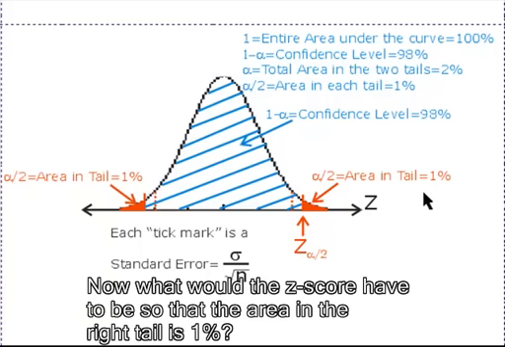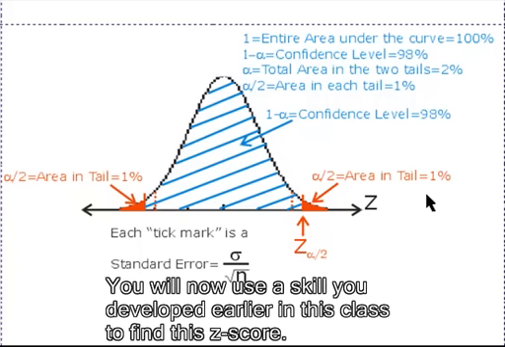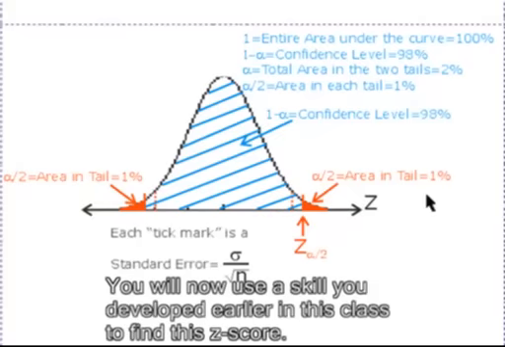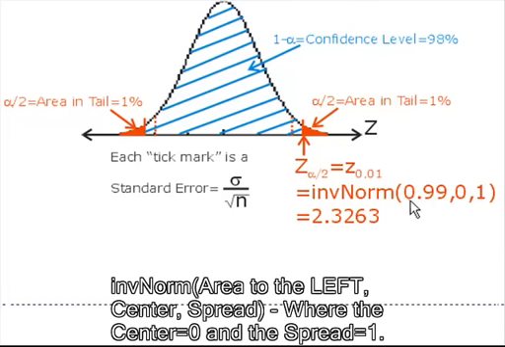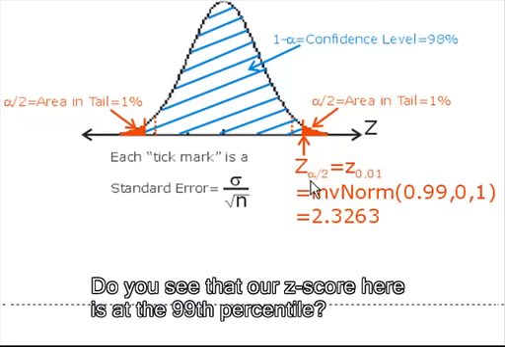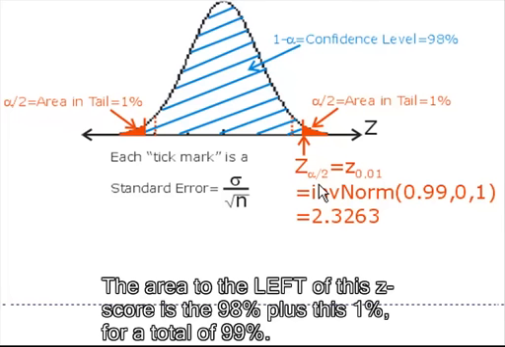You will now use a skill you developed earlier in this class to find this z-score. We use the function inverse norm on our TI-83/84 calculator to find this. Inverse norm, area to the left, center, spread, where the center is 0 and the spread is equal to 1. Do you see that our z-score here is at the 99th percentile? The area to the left of this z-score is the 98% plus this 1% for a total of 99%.